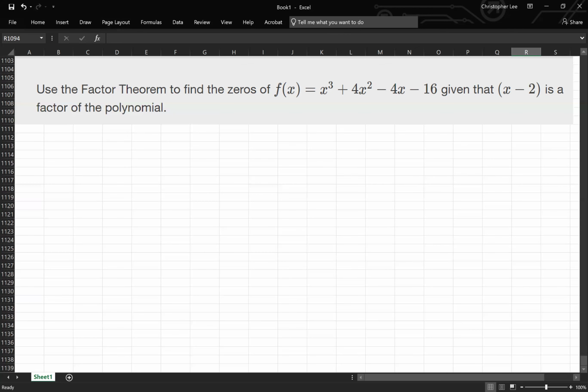So find for me remainder 0. Then after that, whatever the quotient is, factor that more till there's nothing left. Then tell me the zeros of the function.